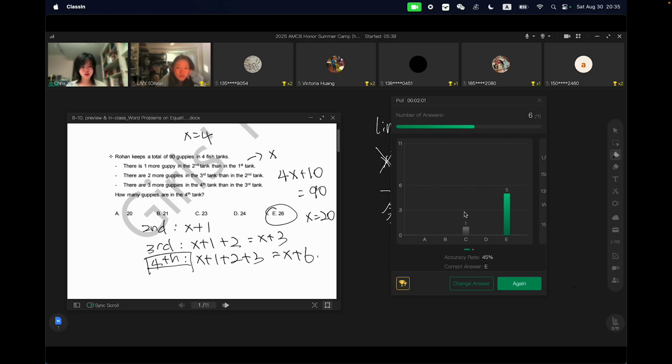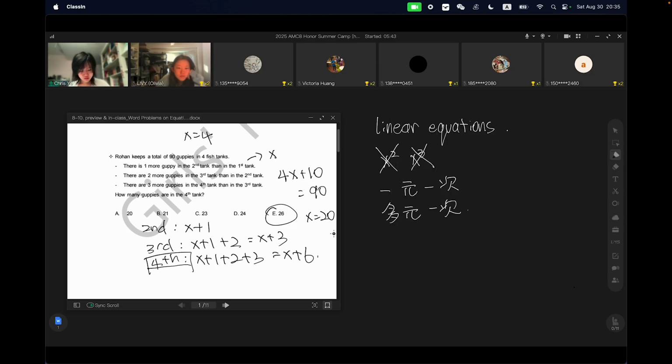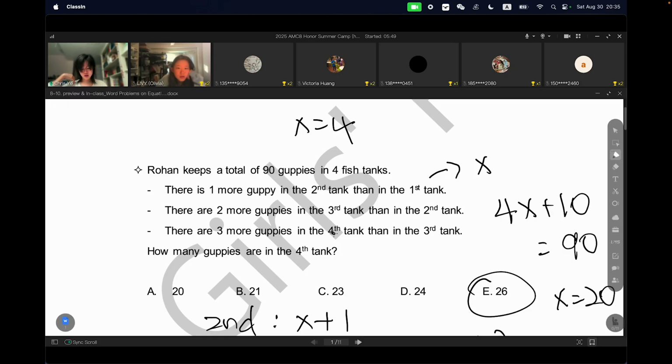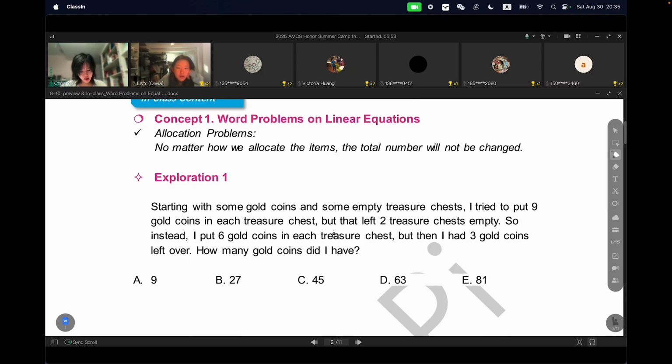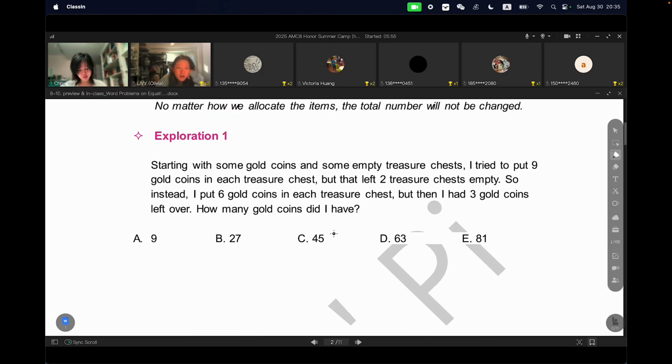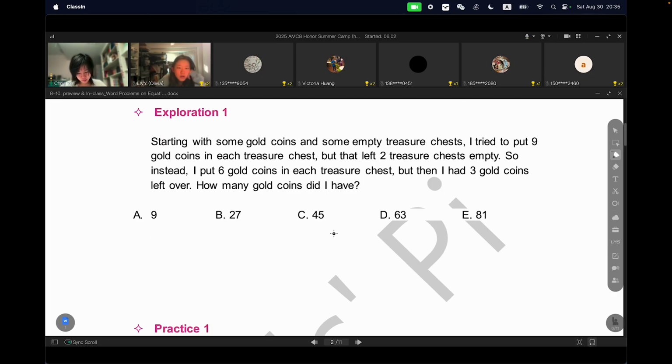Are there any questions for the preview problems? If not, then let's move on to our first concept on linear equations. So firstly, our allocation problem. No matter how we allocate the items, the total number will not be changed. So this is our first example problem.